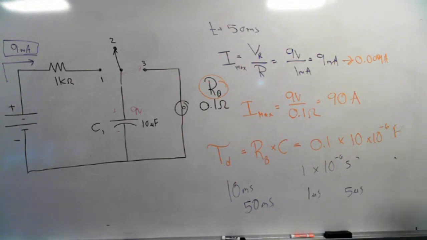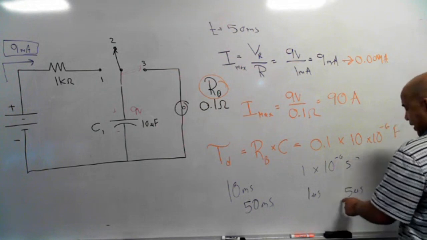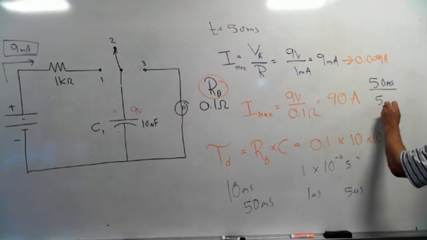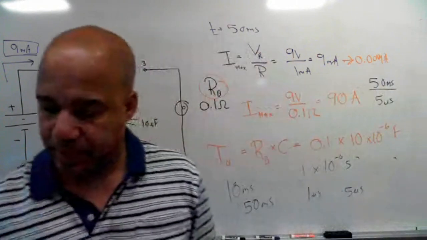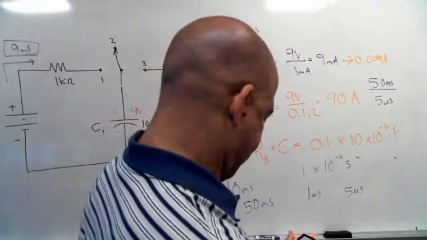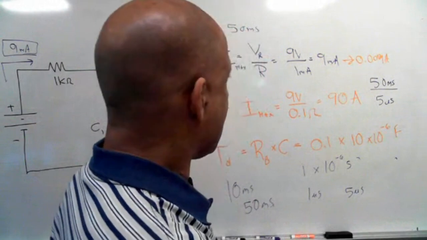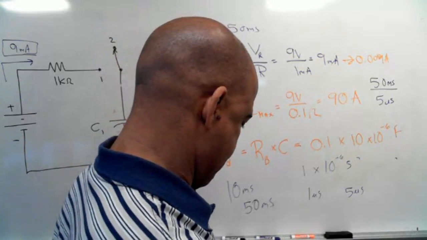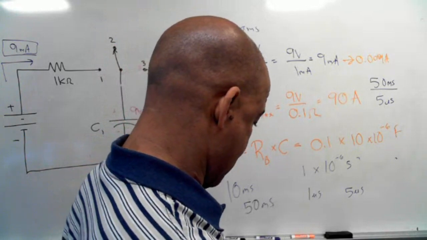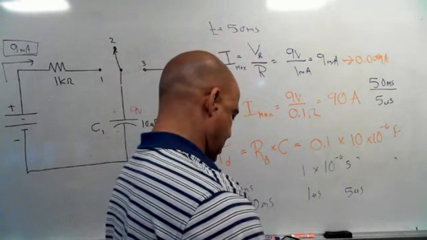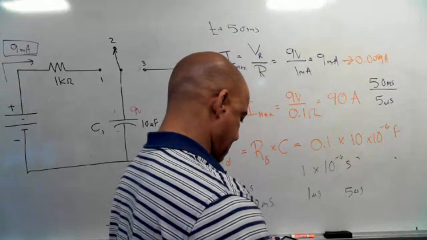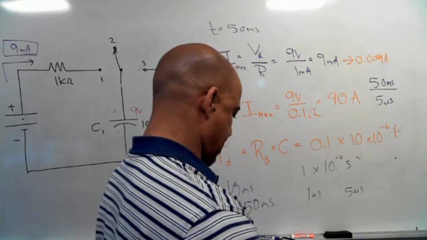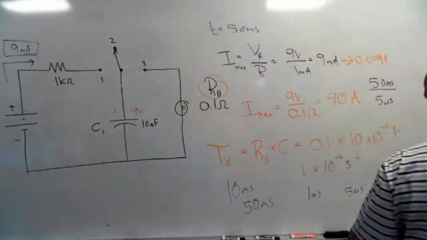So another way to look at that is, if I divide these two numbers, 50 milliseconds divided by 5 microseconds, let me do the math here. I get 10,000. This ratio is 10,000.